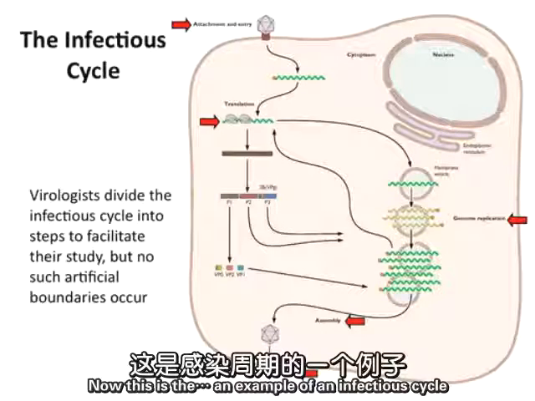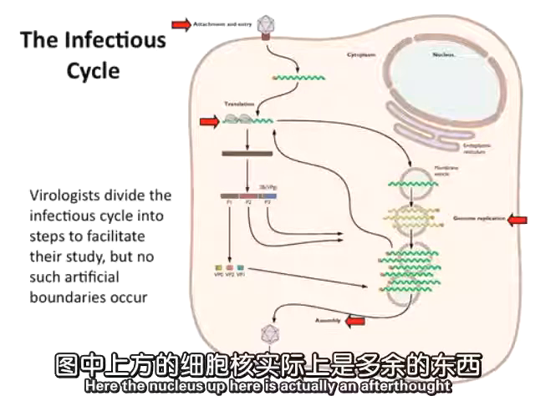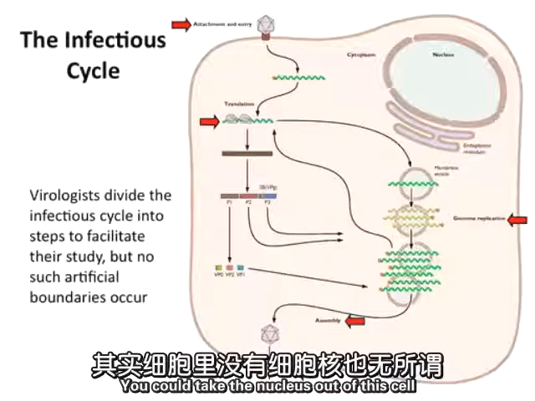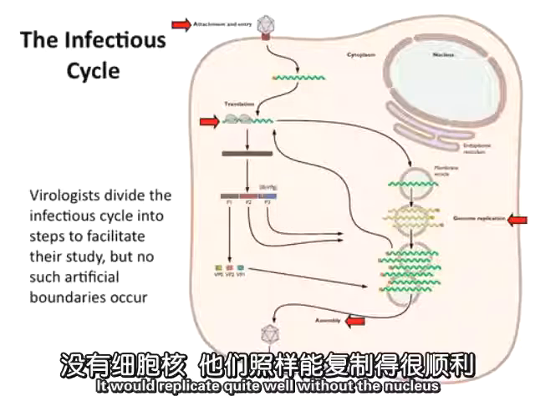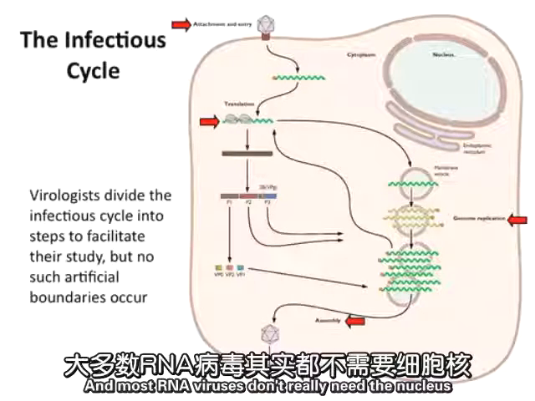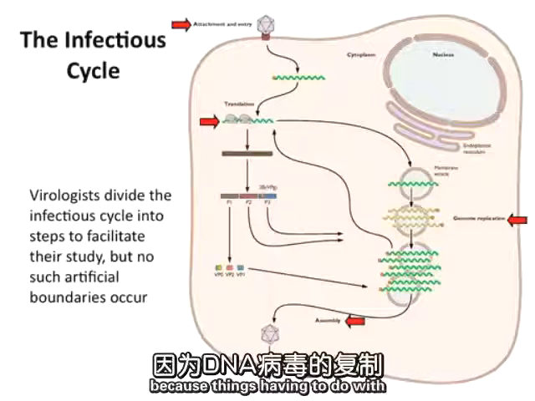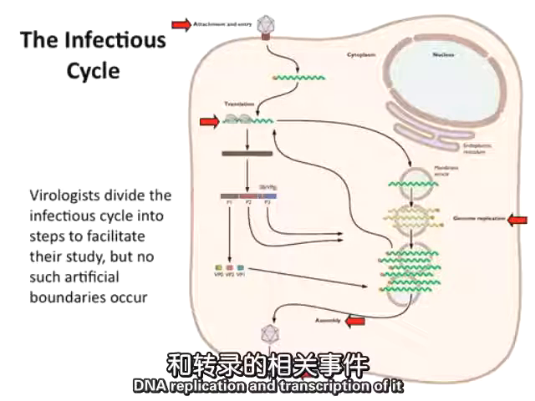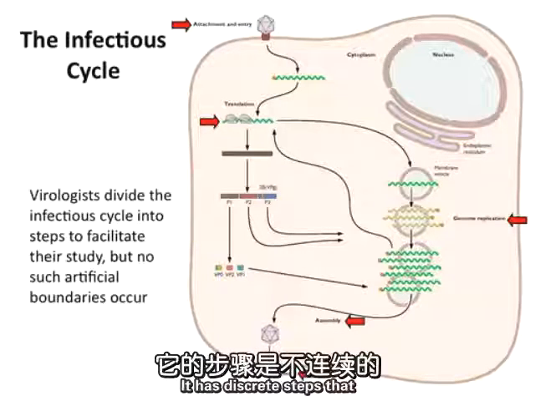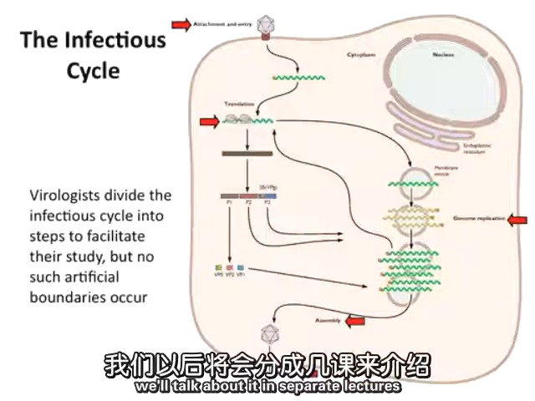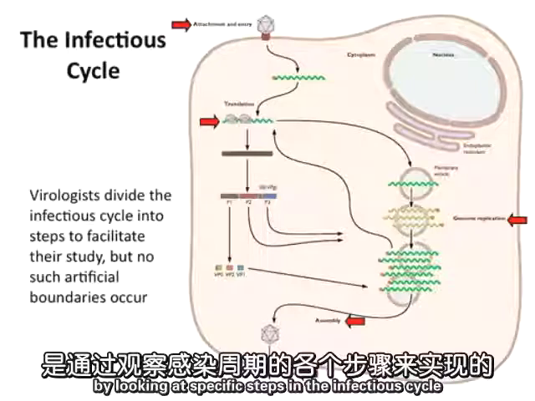Now, this is an example of an infectious cycle that takes place entirely in the cytoplasm of the cell. So here, the nucleus up here is actually an afterthought. You could take the nucleus out of this cell, and poliovirus would not care. It would replicate quite well without a nucleus. And most RNA viruses don't really need the nucleus. There are a few exceptions. Most of the DNA viruses do, because things having to do with DNA, replication and transcription of it, occur in the cell nucleus. So that's an infectious cycle. It has discrete steps that we will talk about in separate lectures. And scientists study viral replication by looking at specific steps in the infectious cycle.